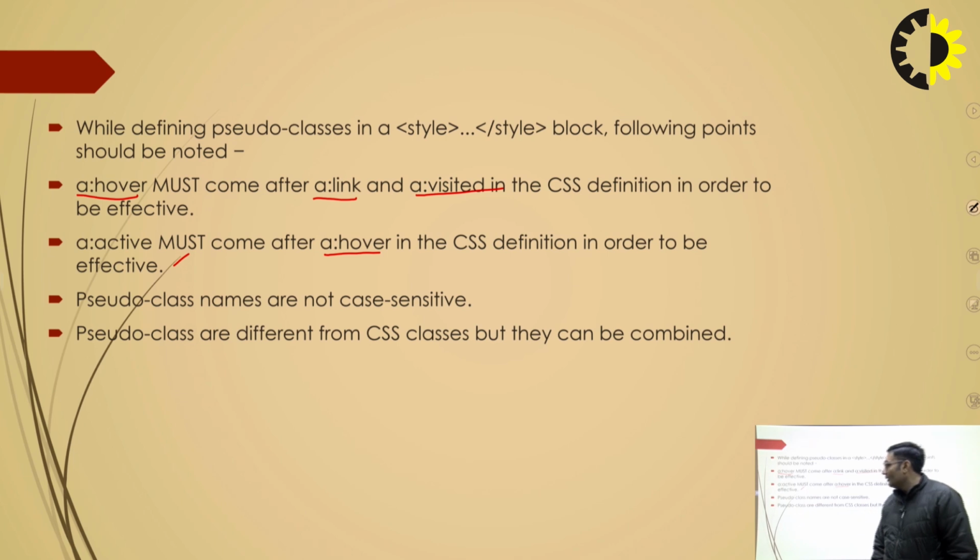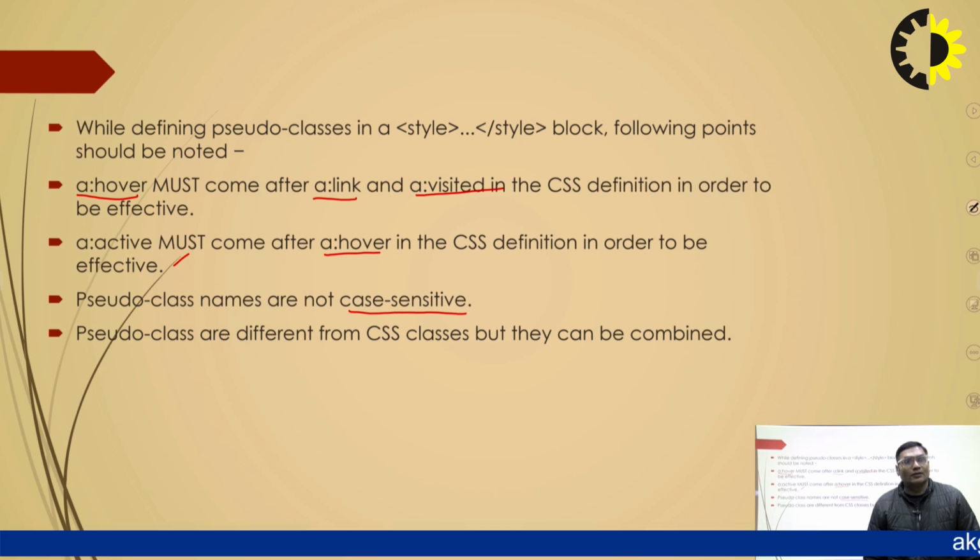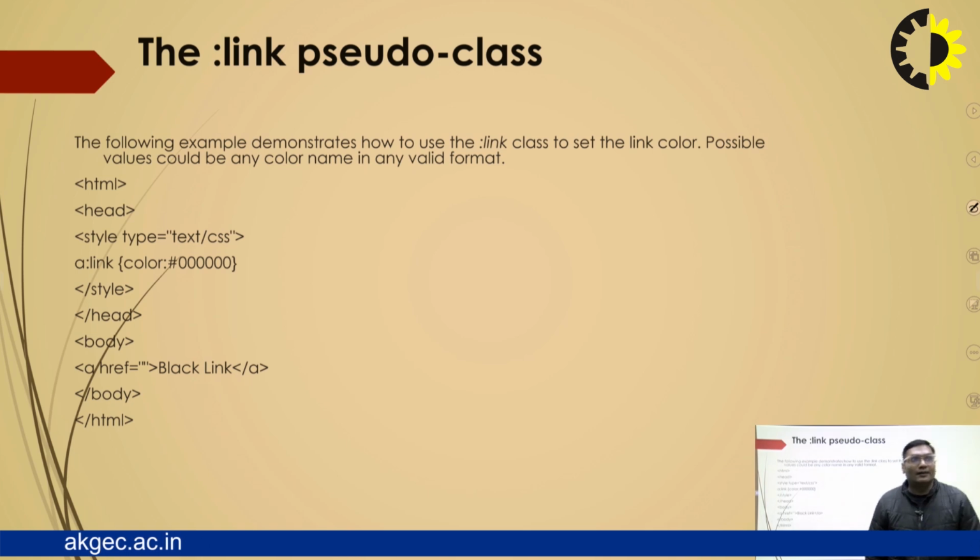If we are writing a pseudo class, then its name is not case sensitive, so we don't need to worry about it. And pseudo classes are different from CSS classes, but they can be combined sometimes. So these are the rules that we keep in mind when we are using CSS. So let's see an example of the colon link pseudo class.